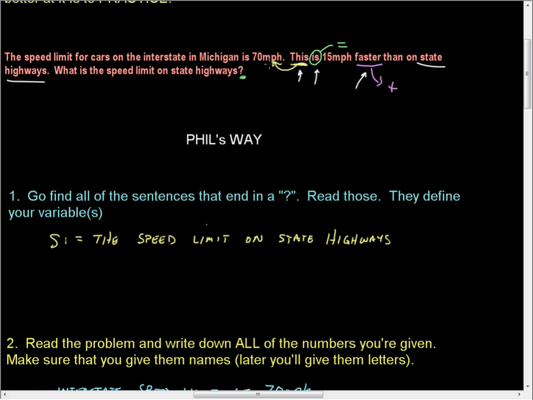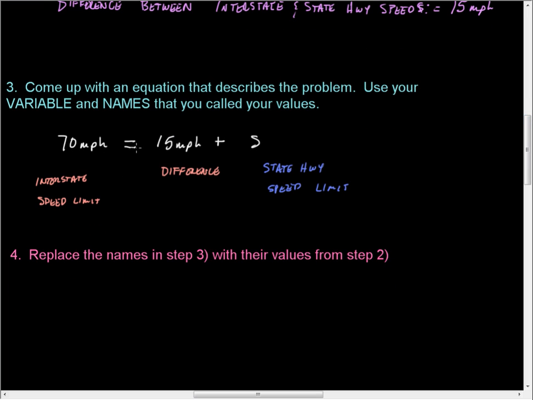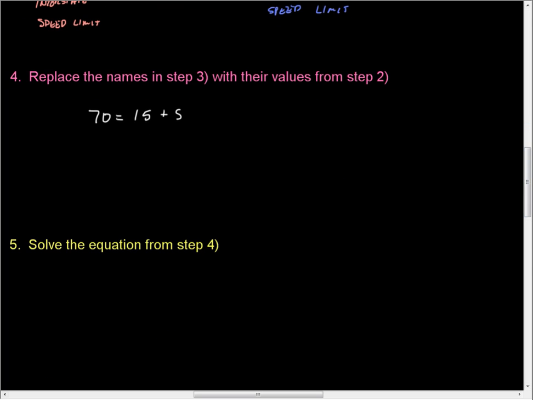The 70 miles an hour is equal to 15 miles an hour faster, 15 plus the state highway. 70 is 15 miles an hour faster than the state highway speed limit. There we go. So if we write out the numbers in step four, 70 is equal to 15 plus S. So step five, solve the problem.